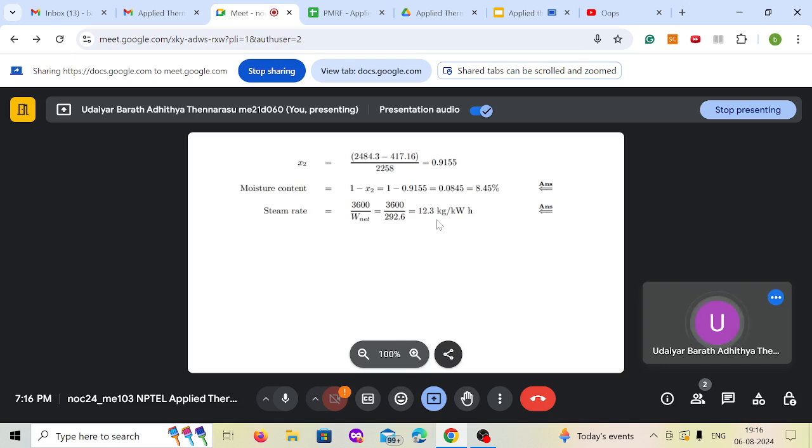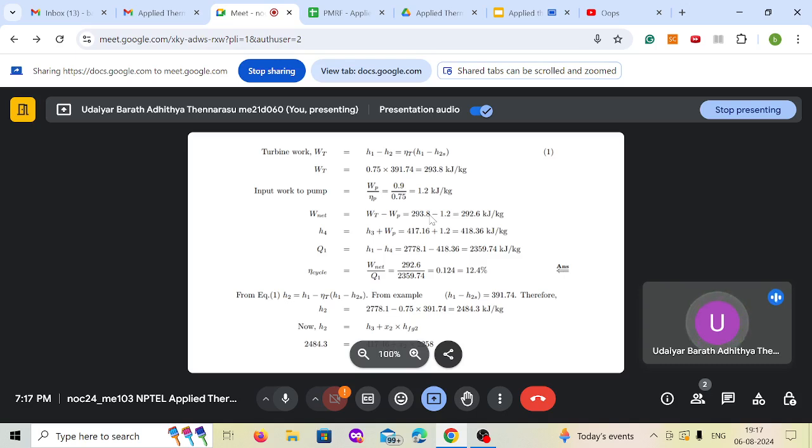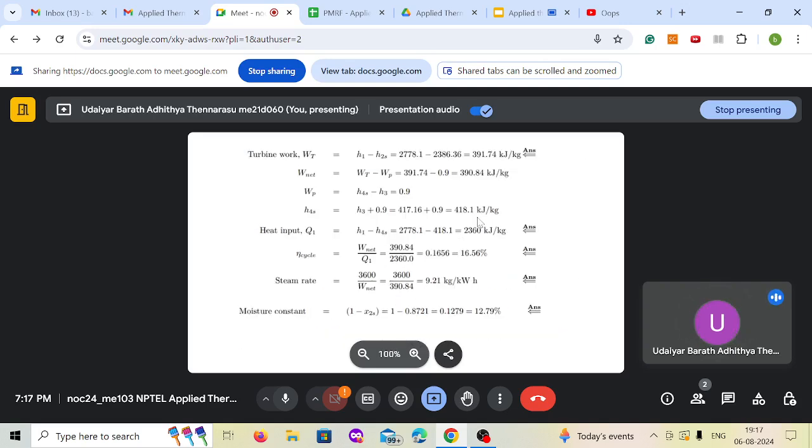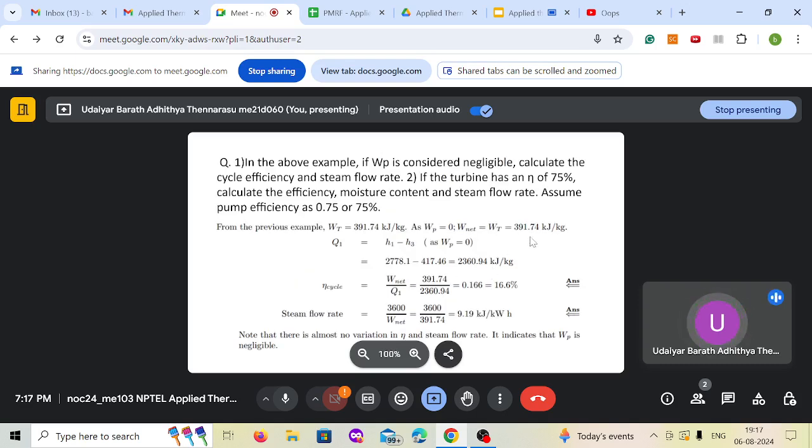So that's one thing. Next, your efficiency is dropping, and there's a small drop in your heat input. It is very small because that is taken care of by the pump. So that's one thing happening. But your net work which is generated has also gone down. So it is 292.6 in this case, and previously it was 391.74.